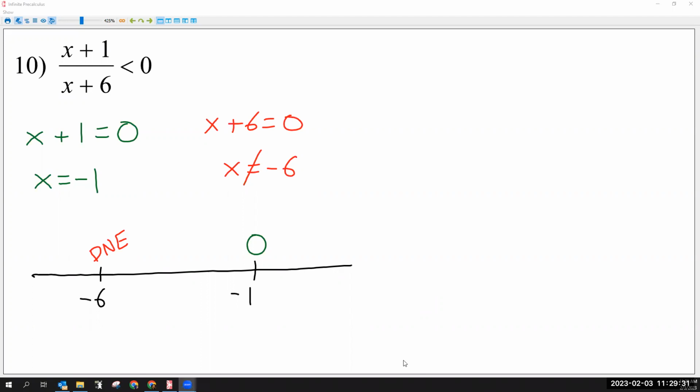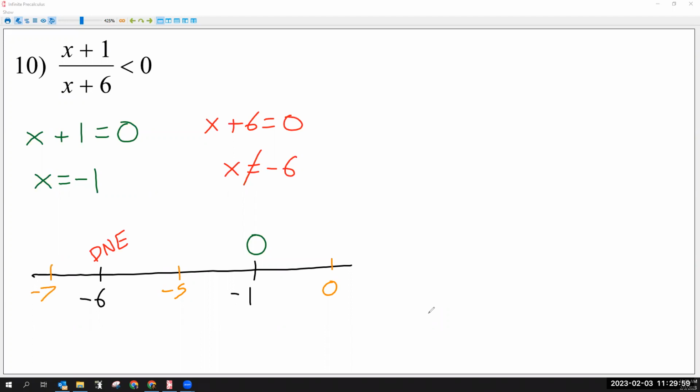Now I'm just going to do my test values. What's a test value I can use? I could use -5 in the middle if I wanted to. Yep. What's the test value on the right side? 0. And what's the test value on the far left? Okay.